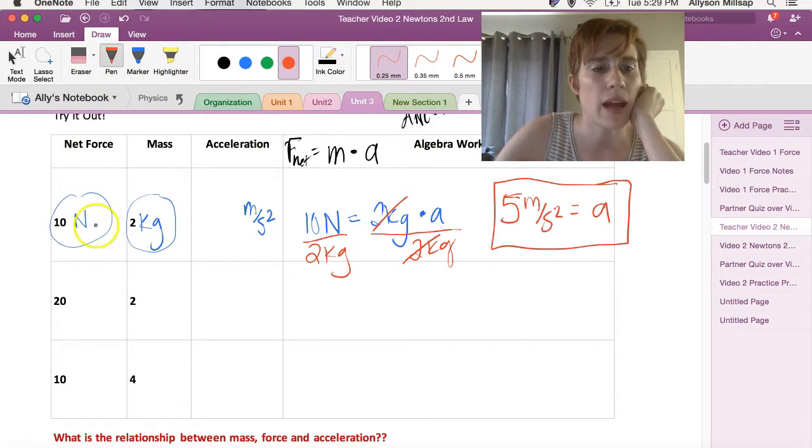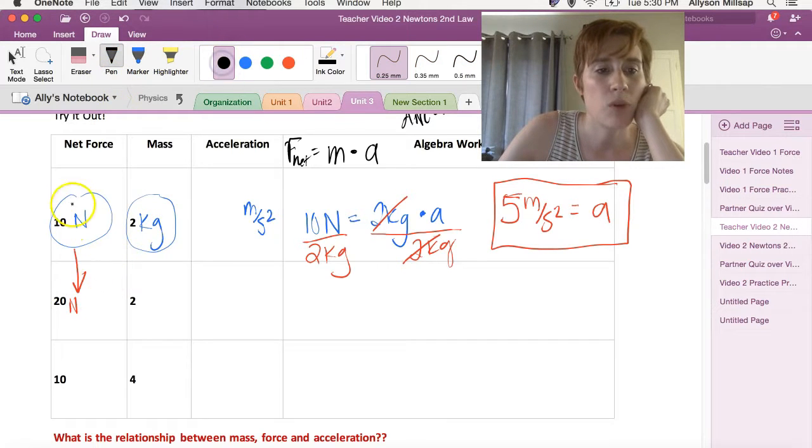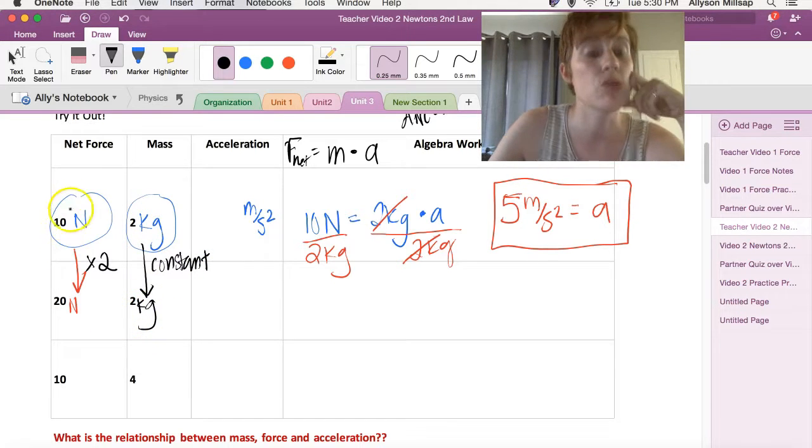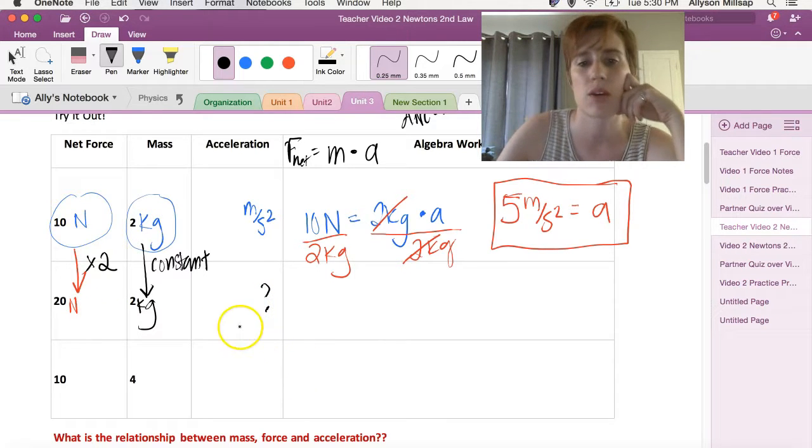So now let's look what happens when I change my force. So my force here was at 10 newtons, but now it's at 20 newtons. I have multiplied my force by a factor of 2. My mass, however, is constant. I'm not changing my mass, okay? So when you don't change the mass, when the mass is the same, but you double your force, my question is, what's going to happen to your acceleration?